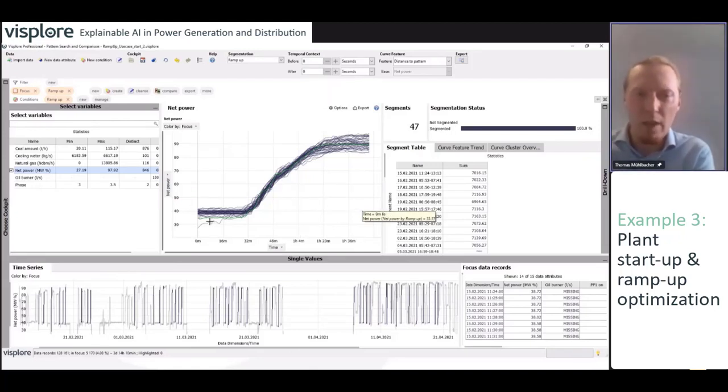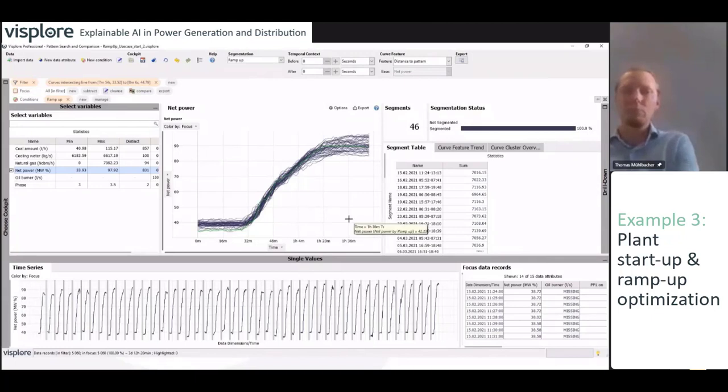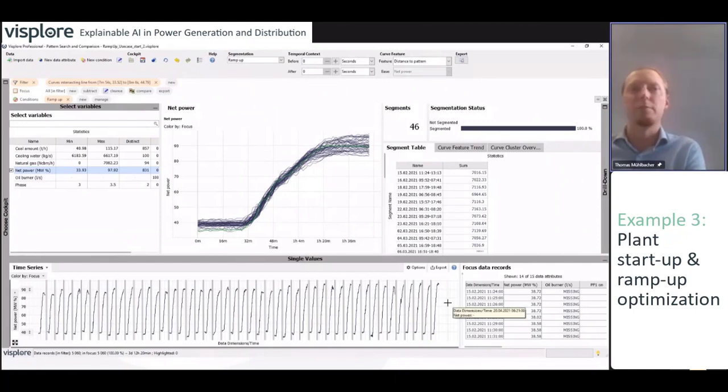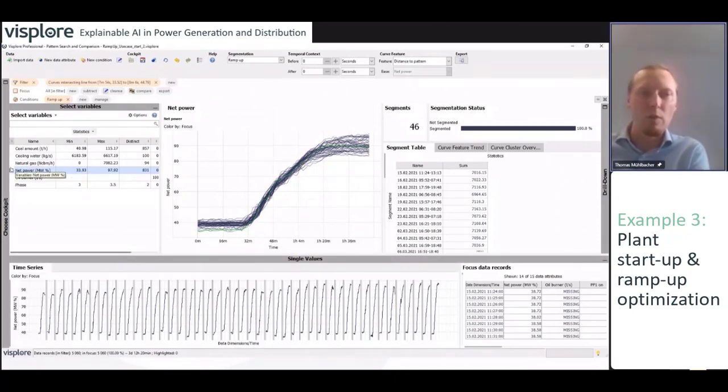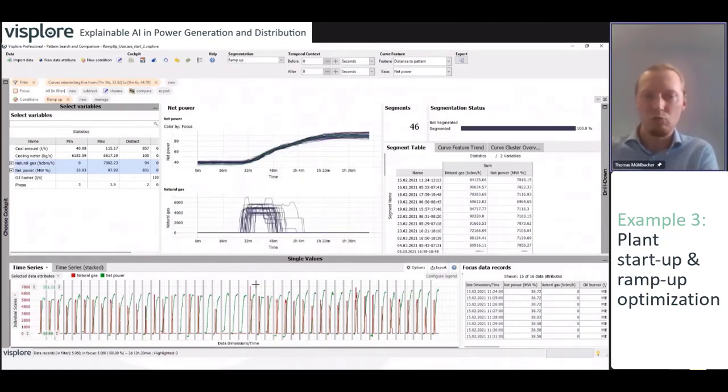Let's get rid of this one outlier here by selecting the bundle of ramp ups that I want to keep and say keep only them. And now you see all the 46 by now ramp ups next to each other down here. We can also add the amount of natural gas here. Zoom in a bit.